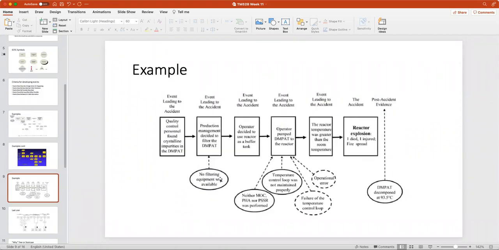Here's another one. These dotted lines, again, are assumptions. We have a condition here or a contributing cause, and then we've got a fully dotted one where not only is the relationship assumed, this is also assumed, but we can't prove it yet.